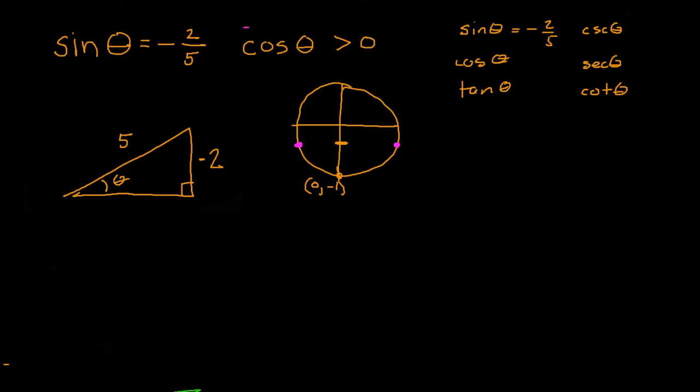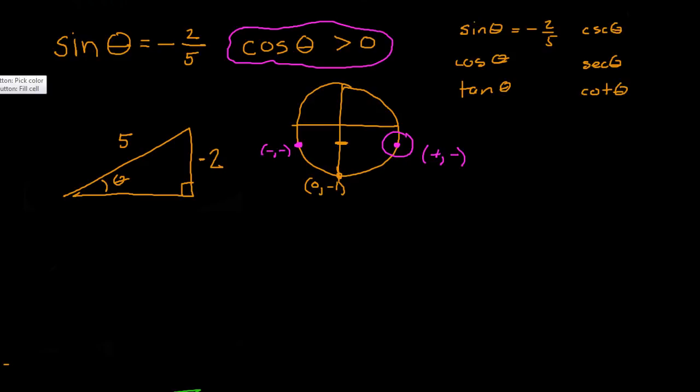But the problem is, I did give you another piece of information. And that other piece of information was that cosine is greater than 0. Now remember, cosine is the x value. Well, of these 2 pink points, only one of them has an x value that is positive, and that would be this point right here. Now remember, this point is in quadrant 3, and in quadrant 3, both the x and the y are negative. But in quadrant 4, the x is positive and the y is negative. So the fact that I know the y coordinate is negative, because that's what sine is, -2/5, and I was told that the cosine value is positive, means I must be in this quadrant right here.